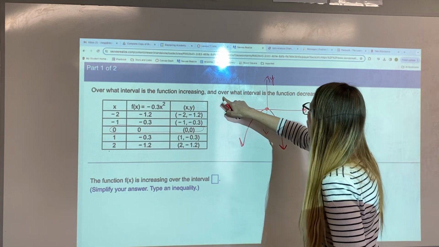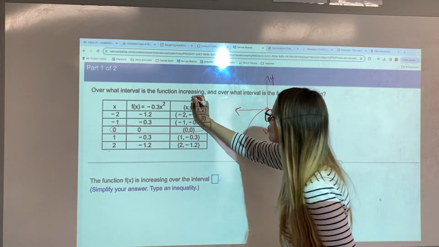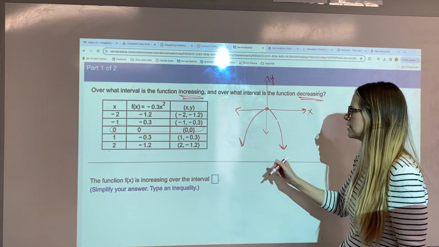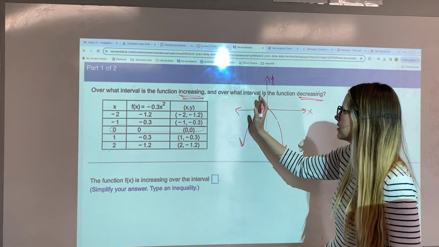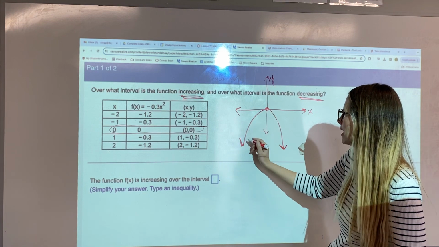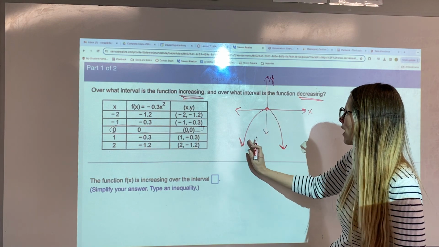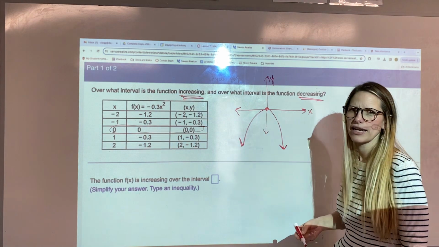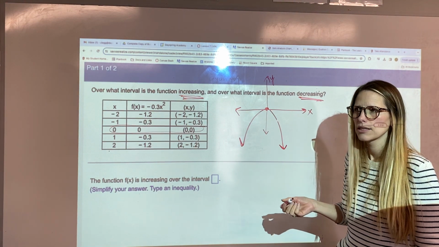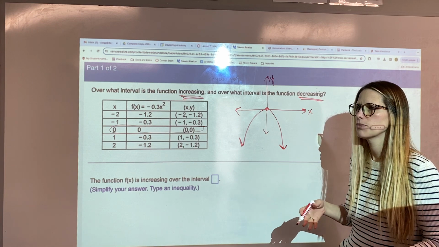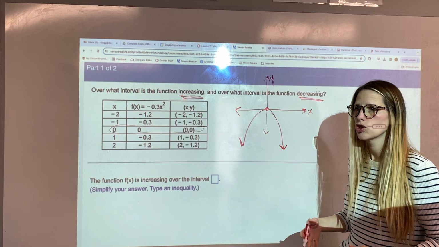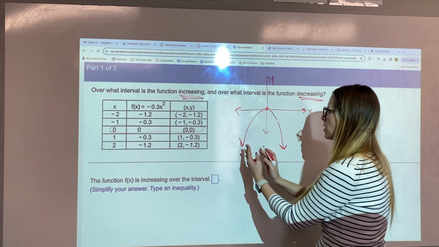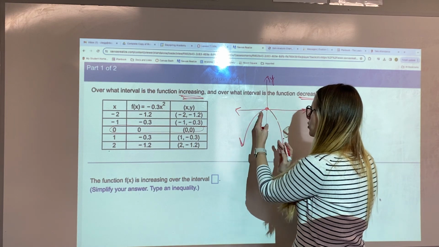So it says, over what interval is the function increasing and decreasing? Well, so far we see that the function on this side of the y-axis, it's increasing from left to right. So over what interval is it increasing? How would we describe that interval? The interval is described in terms of your x values. So what x values cause the function to increase?